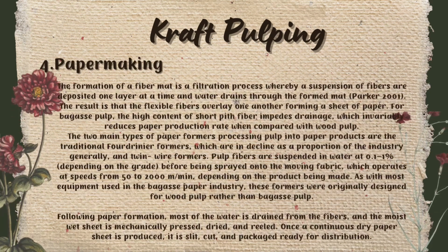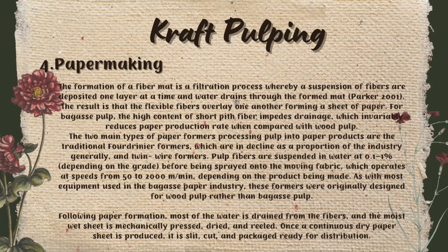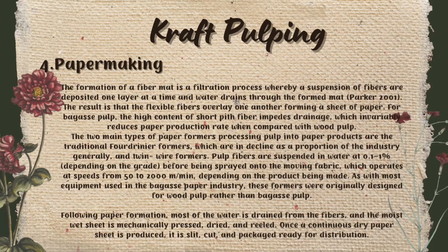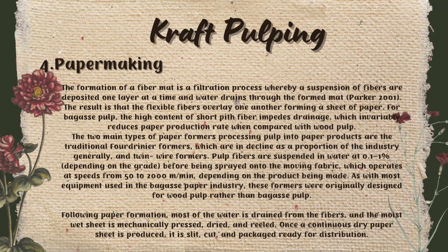The formation of a fiber mat is a filtration process whereby a suspension of fibers are deposited one layer at a time and water drains through the formed mat. The result is that the flexible fibers overlay one another, forming a sheet of paper. The two main types of paper formers processing pulp into paper products are the traditional Fourdrinier formers and twin wire formers.